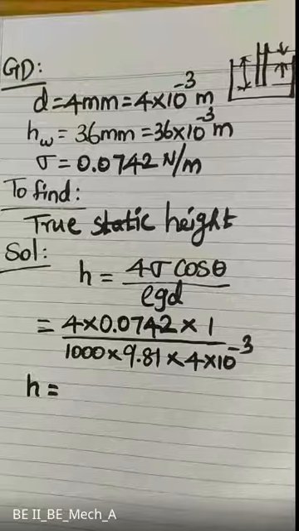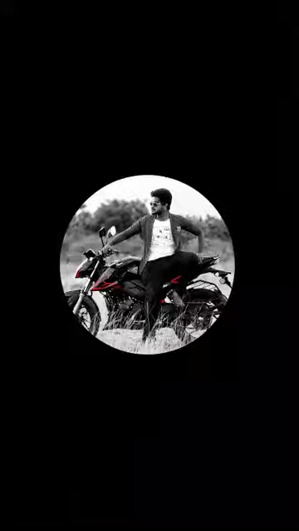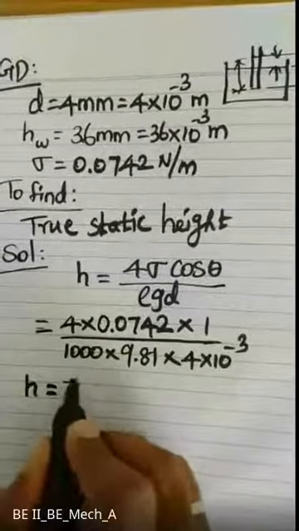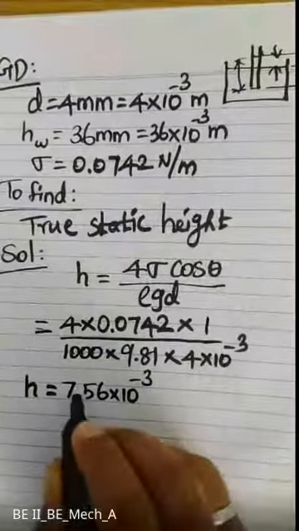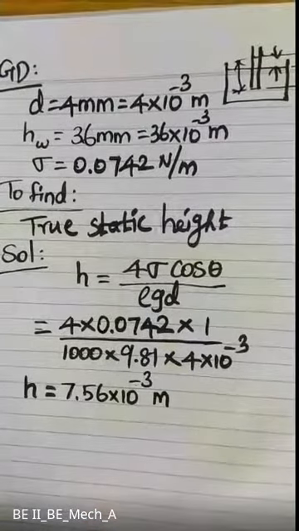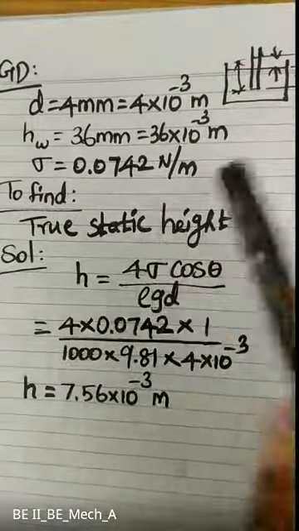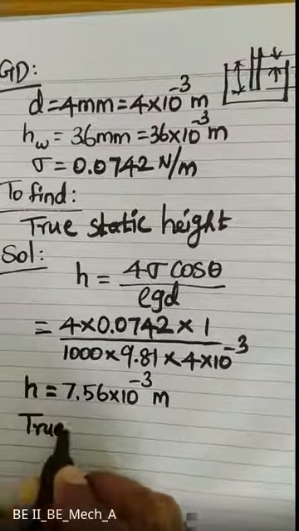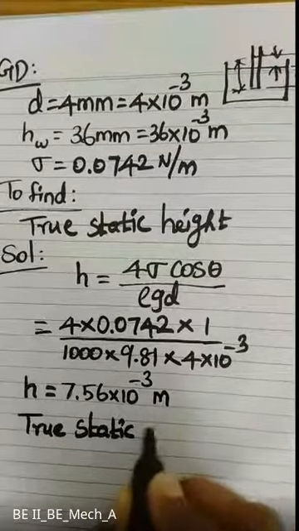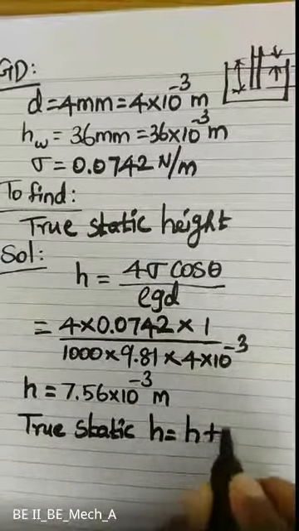So what is the answer for this? 7.563 into 10 power minus 3. Okay, 7.56 into 10 to the power minus 3. The unit will be in meters. Okay. So if it is a meter, you'll be having 10 to the power minus 3. So you have to find the true static height. So the value of true static height is equal to capillarity rise plus height of water. Just add these two values.